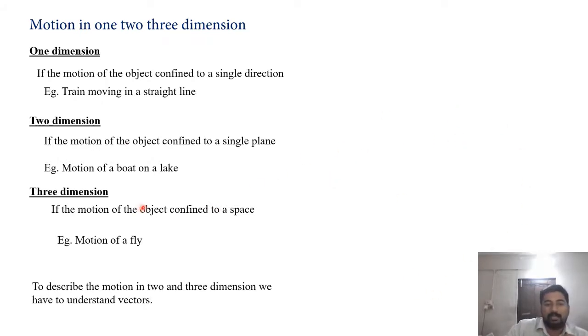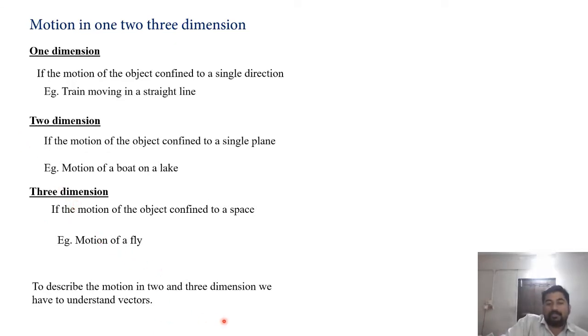In 3 dimensions, the motion is in space, like a fly moving on the roof, or an aeroplane flying. It uses 3 directions, so the x, y, z axes are used to locate that position. In the first chapter you learned 1 dimension and how to solve problems using the equations of motion. In this chapter we will learn how to solve problems of 2 and 3 dimensions.